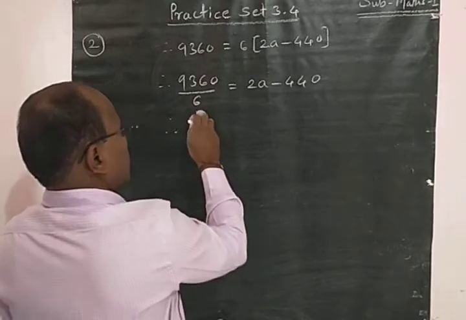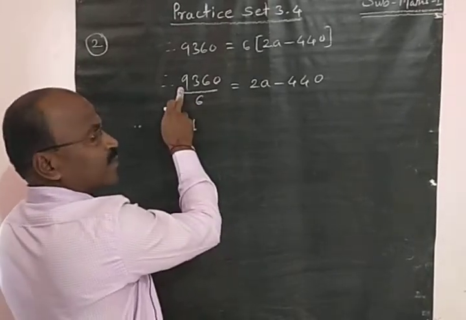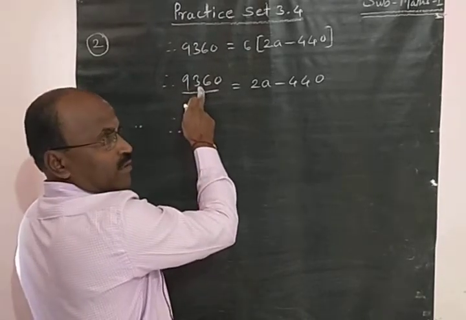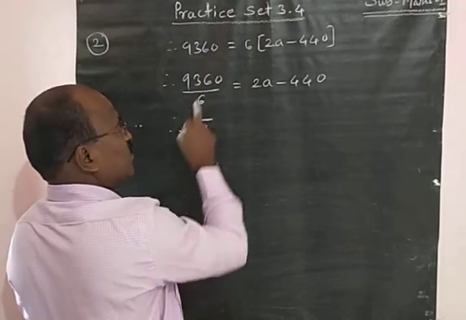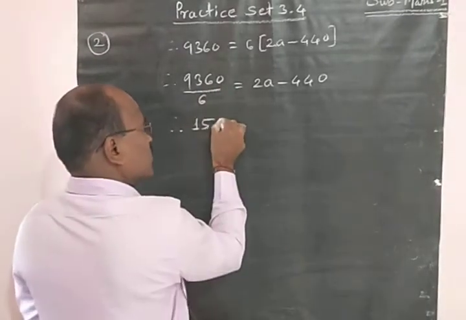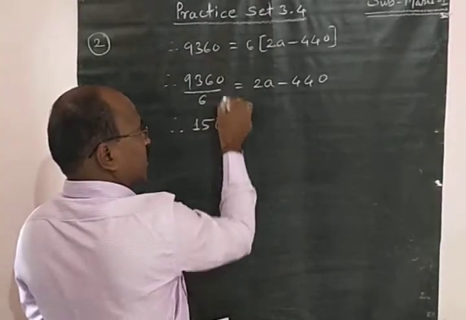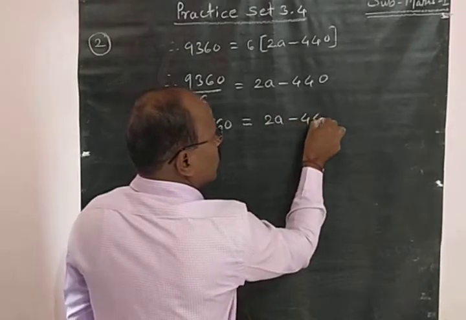9360. 6 ones are 6, remains 3. Take this 3, becomes 33. 6 5s are 30, remains 3. Take this 6, we get 36. 6 6s are 36, and take this 0 as it is. That is equal to 1560, which equals 2a minus 440.